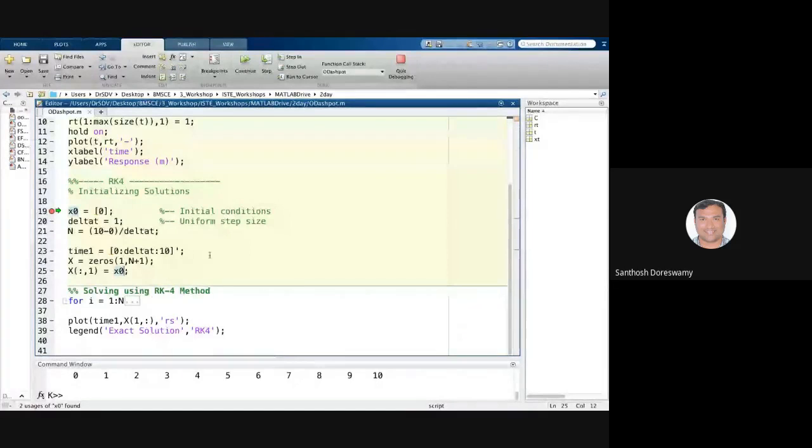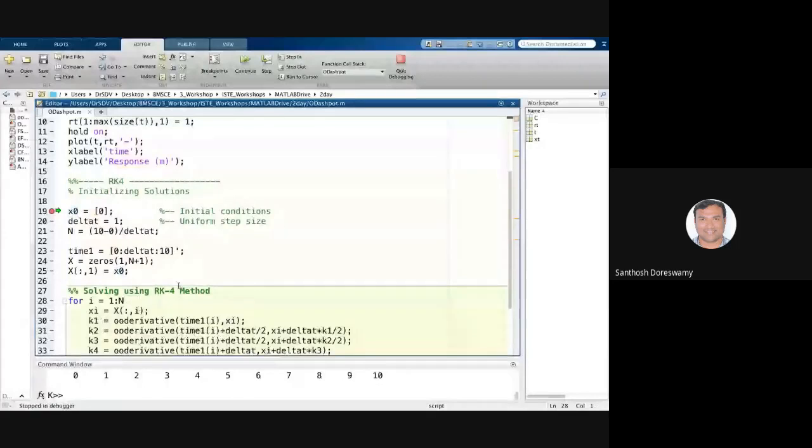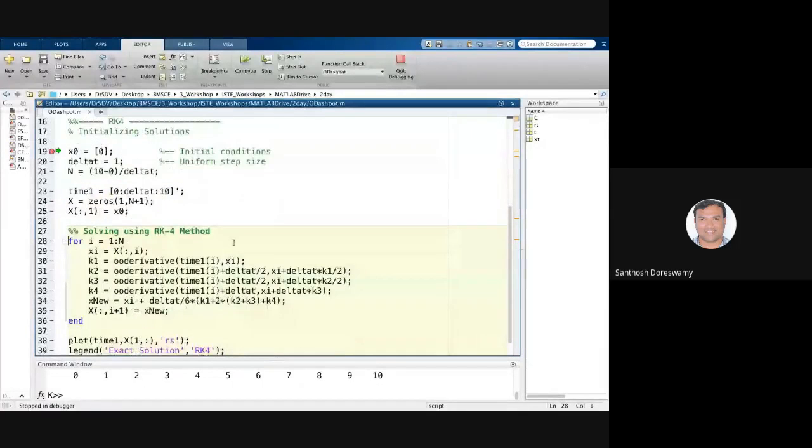I will have the corresponding values of initial time and final time that I want to step through, to run the differential equation. Then I will start running a loop to estimate the values of k's for each iteration. I will compute the value of k's using the function called OO derivative.